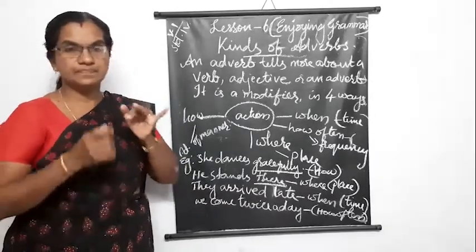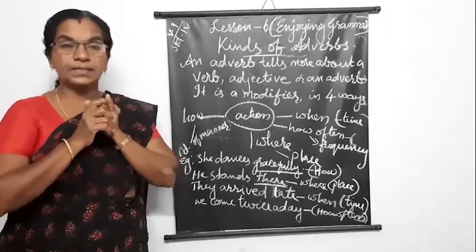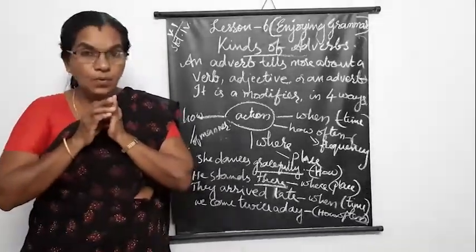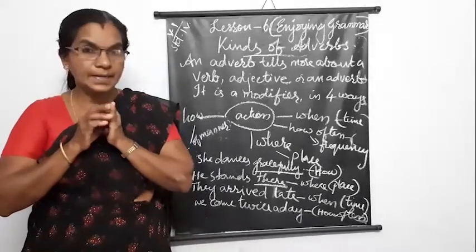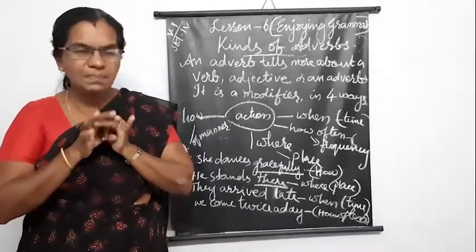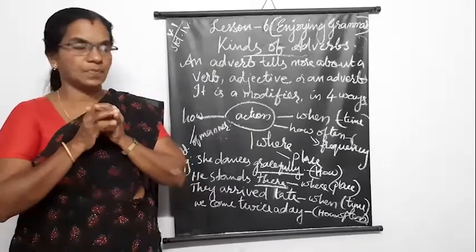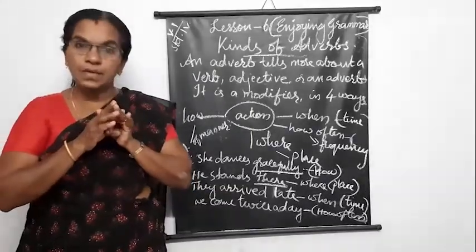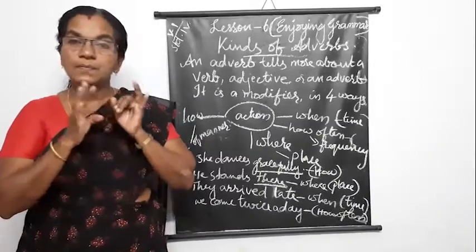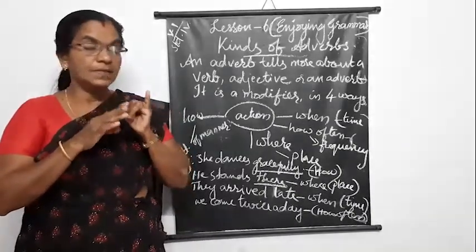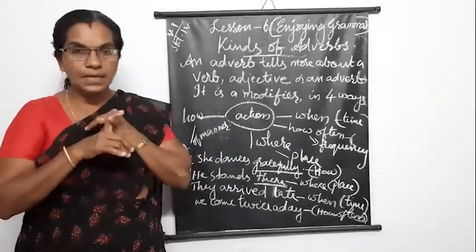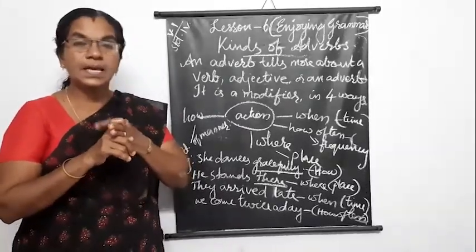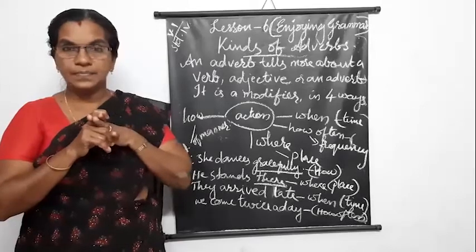Clear children? So once again I shall repeat. An adverb tells more about a verb, adjective or sometimes an adverb. And it's a modifier. It modifies a verb in 4 ways. Which are the 4 ways? How the action happens, when the action happens, where the action happens, and how often the action happens. Clear?